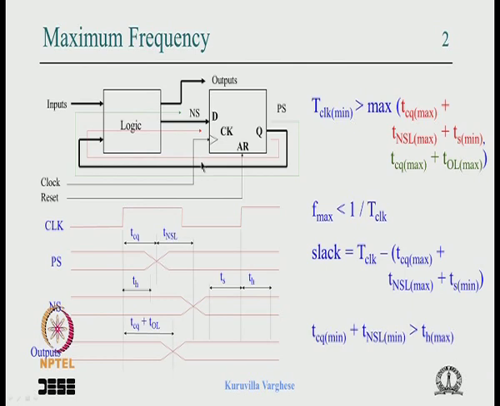So whenever the slack is negative, the margin is negative, you can decrease the clock frequency or increase the clock period. But when there is a hold time violation, you have to see how to increase the combinational delay in the path or do something else, which we will see, maybe some other techniques, as we go along.